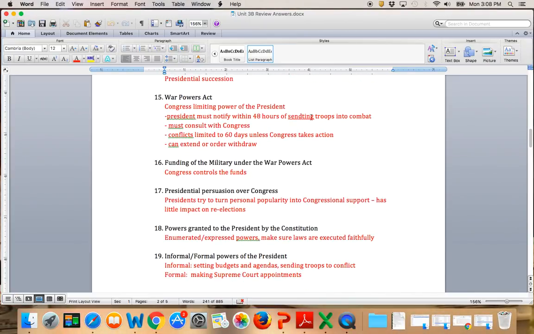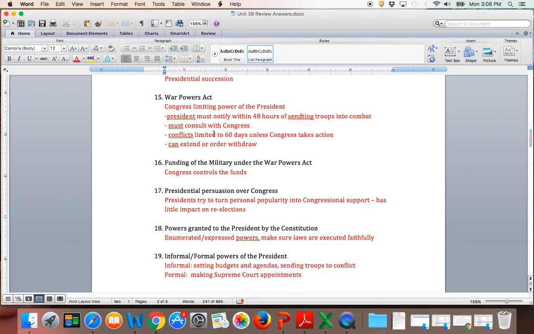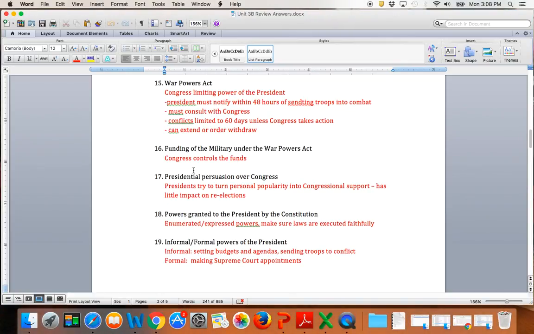And looking at the War Powers Act, Congress limits the power of the President. This is because they asked the President to notify them within 48 hours of sending any troops into combat. The President must consult with Congress afterwards to talk about this decision. Any conflict is limited to 60 days until Congress takes official action. They can extend it, or they can make the troops withdraw. Again, Congress funds the military, so this is how they can control the President through the War Powers Act.